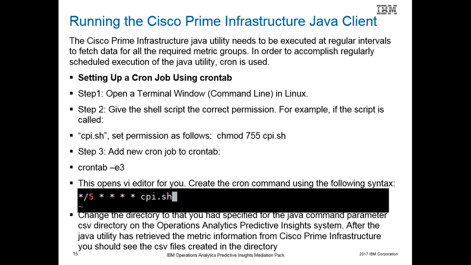After the shell script has been edited, you must schedule the script execution by creating a cron job. The steps to schedule the cron job are shown in this slide. Note that the red 5 indicates that the cron job will be run every 5 minutes. After the scheduled shell script has been executed, you can check if any CSV files have been created in the directory that you had specified for the Java command CSV path parameter.